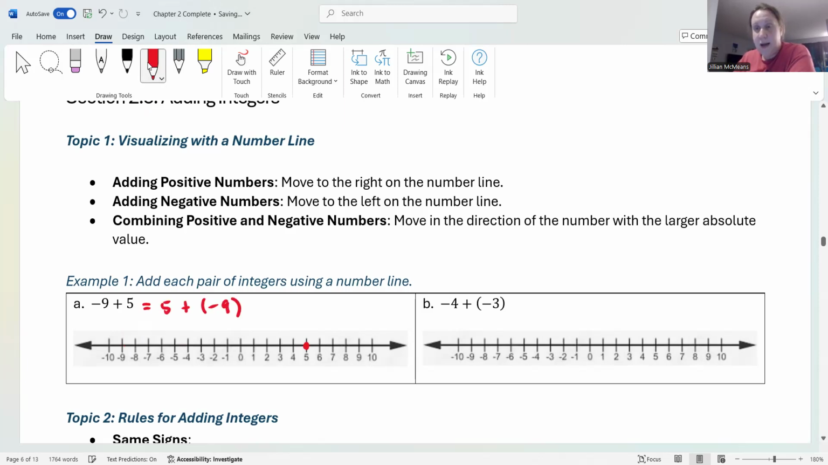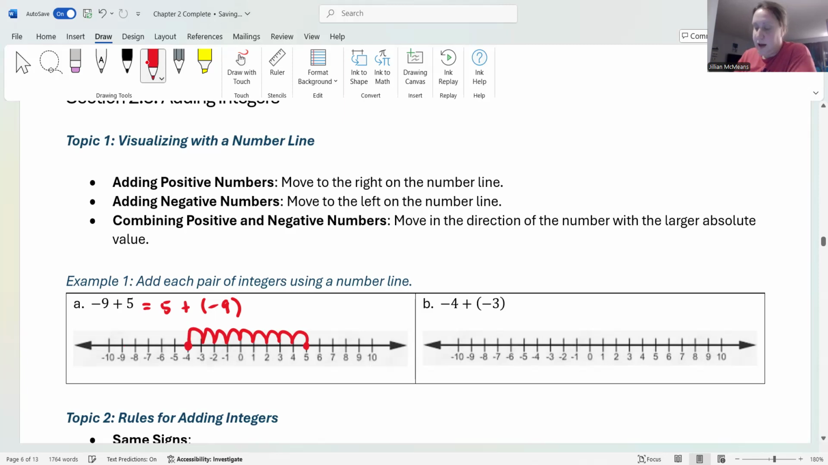And adding a negative is kind of going to have a negative impact. That sort of makes sense. It's going to make something smaller. So you would move to the left-hand side, right? So instead of going to the right 5, I'm going to go to the left 9. So I would go back 1, 2, 3, 4, 5, 6, 7, 8, and 9.